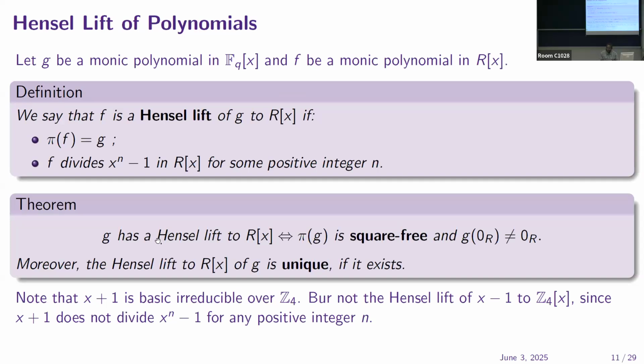Theorem: J has a Hensel lift to R[x] if and only if the reduction of J is square free, then it has no square factor. Square free means that it has no square irreducible factor, and the constant term of J is different from 0. Moreover, the Hensel lift to R[x] of J is unique if it exists.